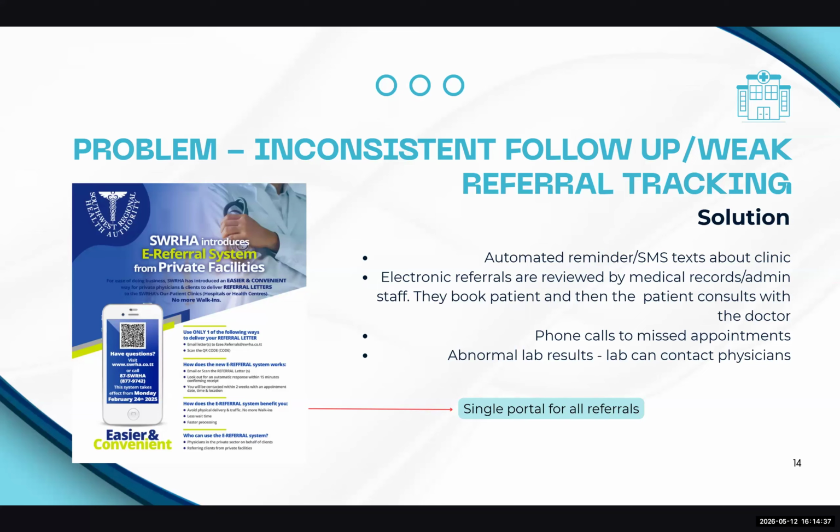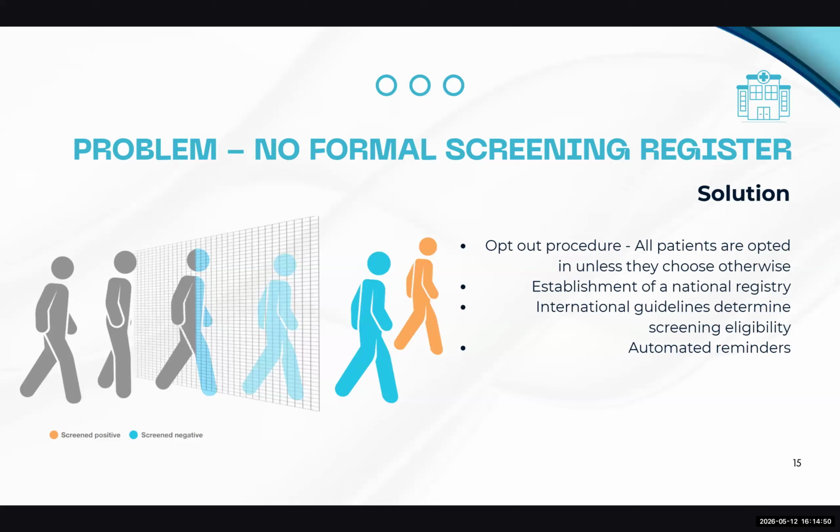Next slide. Thanks. What about our issue with not having a formal screening register at all? We can adopt an opt-out procedure system whereby all patients who seek healthcare are opted into the screening register unless they choose otherwise. We need an establishment of a national registry, and there need to be international guidelines to determine patient screening eligibility. These patients should also be sent automated reminders. These eligible patients are seen in the next slide.